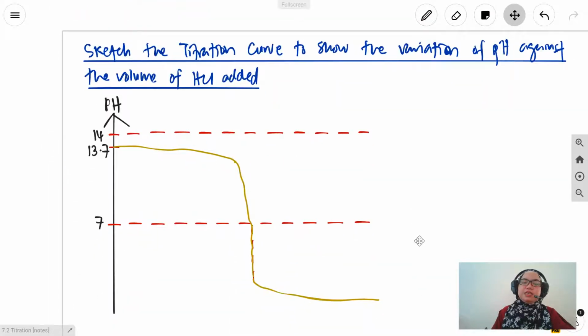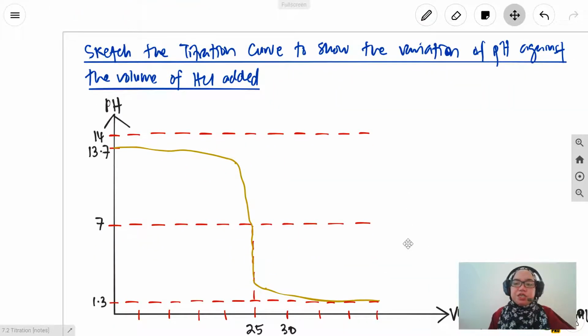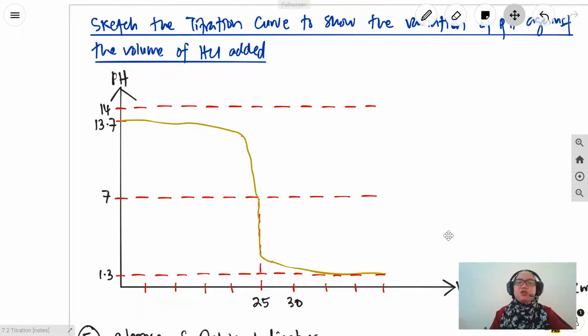Alright, now we are going to need to sketch the titration curve to show the variation of pH against the volume of hydrochloric acid added. So, disebabkan yang dekat dalam conical flask tu adalah base, strong base. So, maksudnya dia akan mula dengan high pH. Betul? So, dekat sini, this is the initial pH of the strong base. Okay? So, gradually during the reaction, the curves gradually fall. Okay, menunjukkan yang some of the base has been neutralized by the acid.